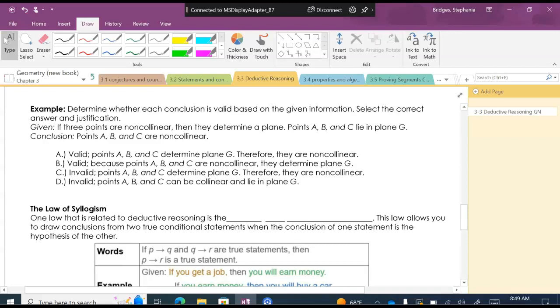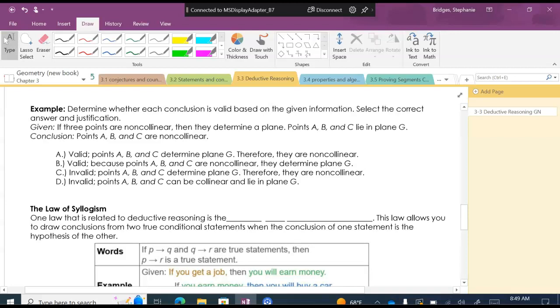Okay, that's the statement. So my hypothesis is 3 points are collinear. My conclusion is they determine a plane. The next thing that's stated says that points A, B, and C are in plane G. Okay? It's right there under that example, at the top on the back of the page. See it? Okay. Is everybody looking?